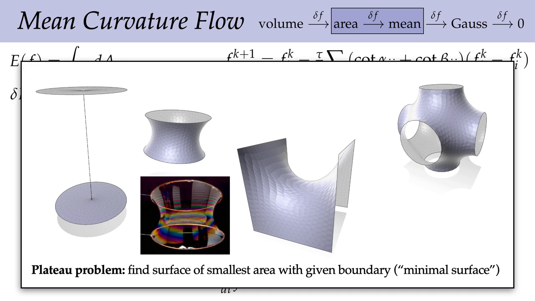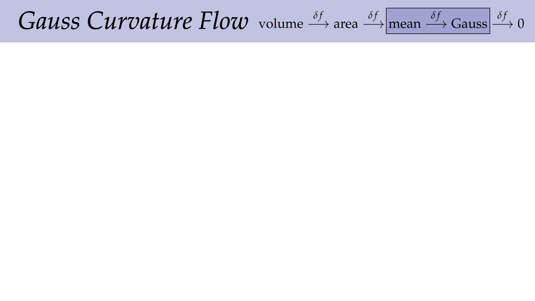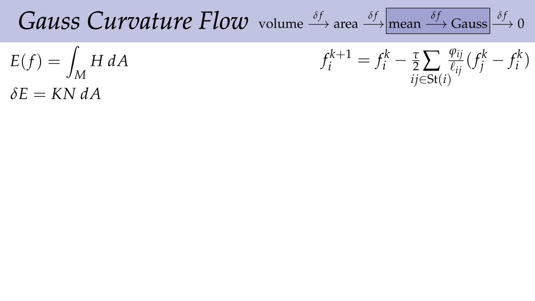Okay, so let's keep going and let's look at Gauss curvature flow. Here our energy is the integral of mean curvature. We know the variation of this energy, the gradient of this energy, is the Gauss curvature normal, Kn. And in the discrete setting, we can write the corresponding discrete curvature flow as: you go to every vertex, you compute the discrete Gauss curvature normal, so dihedral angles divided by edge lengths times edge vectors, and you push the surface a little bit in that direction.